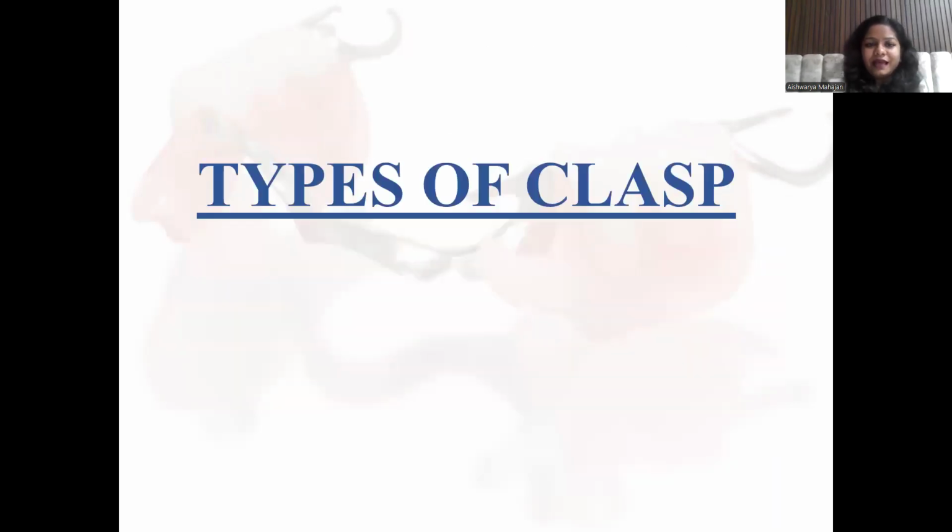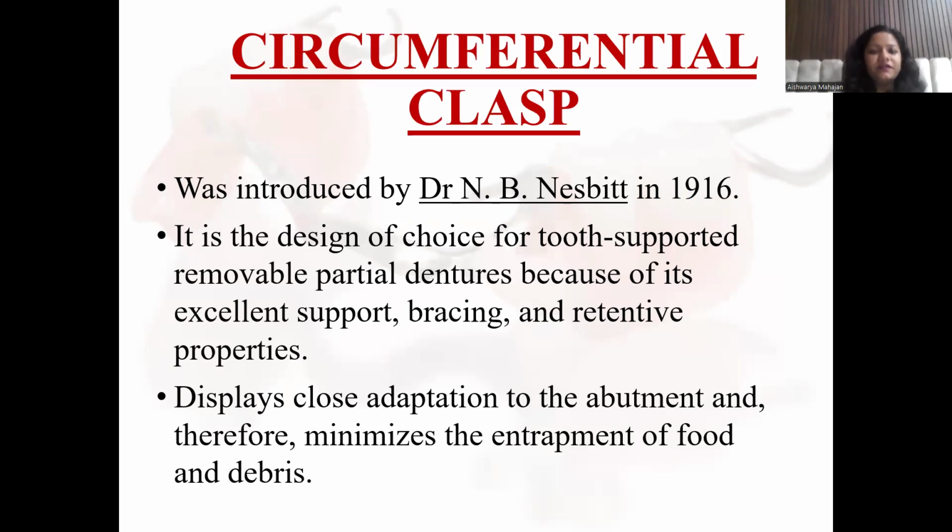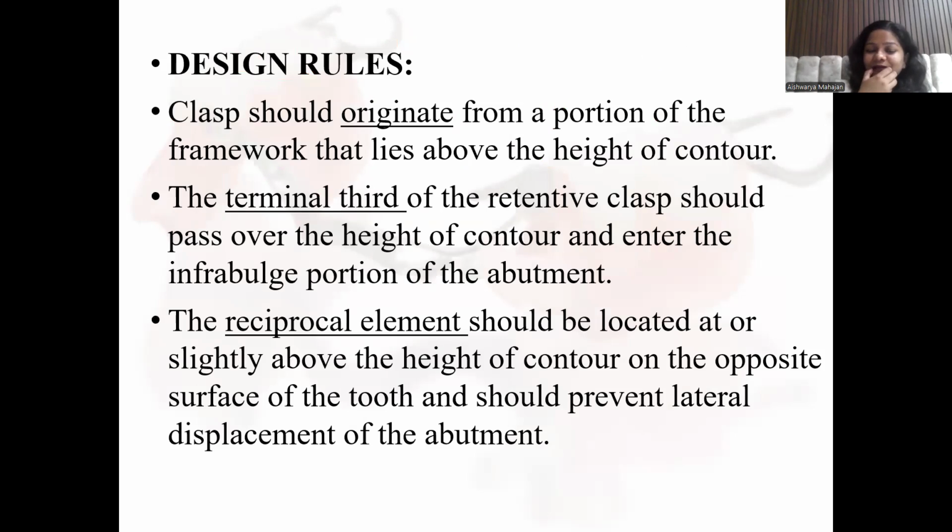Now, type of clasp. First, we'll start with the circumferential clasp. It was introduced by Nesbitt in 1916. It is the design of choice for tooth-supported removable partial prosthesis because of its excellent support, bracing, and retentive properties. It displays close adaptation to the abutment and therefore minimizes the entrapment of food debris. Now, there are some design rules.